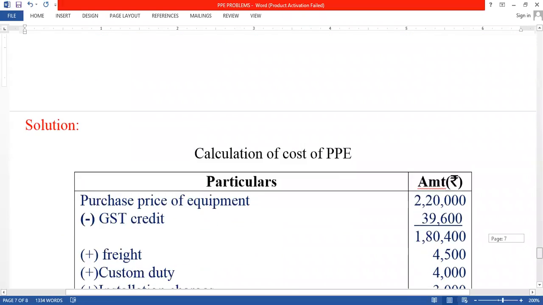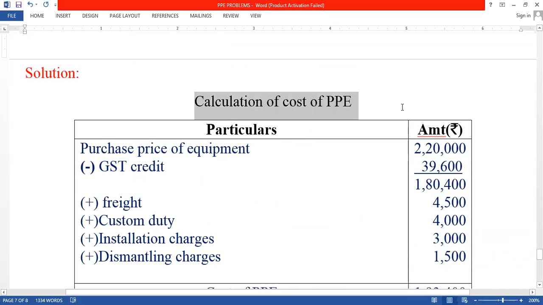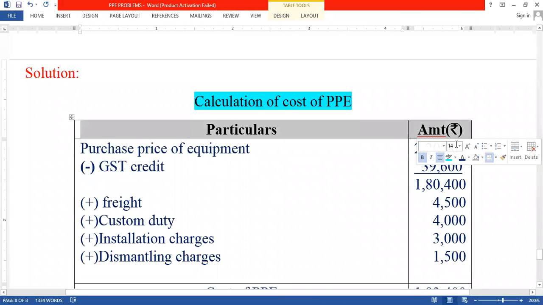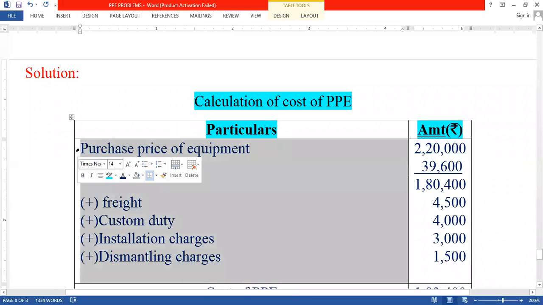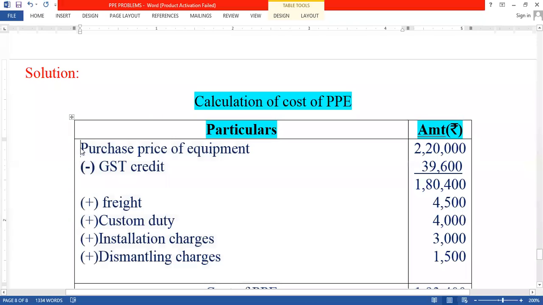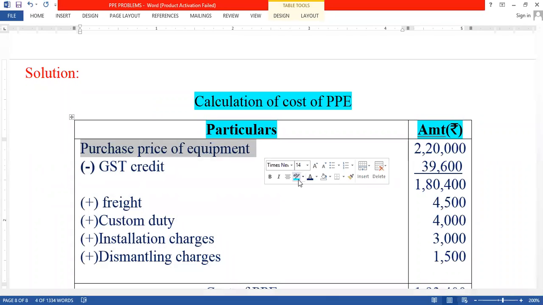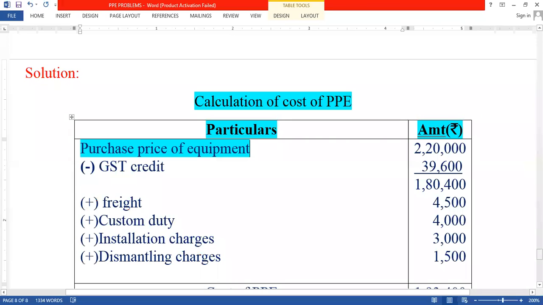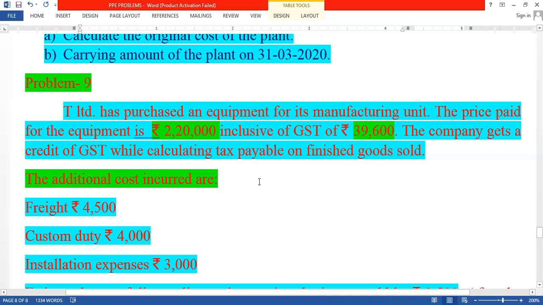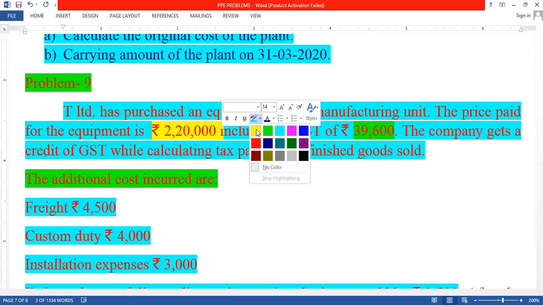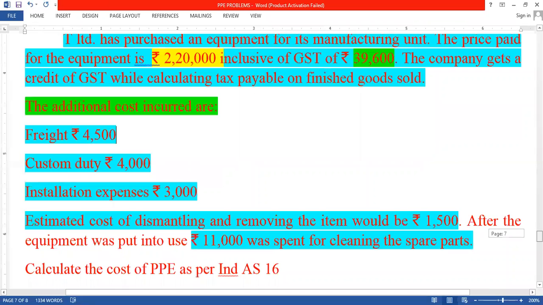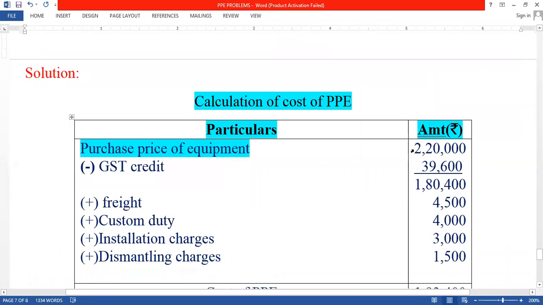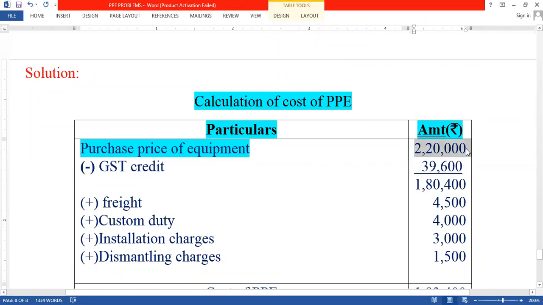See the solution. In the solution, you should write down the heading: calculation of cost of property, plant and equipment. Open the columns: particulars, amount in rupees. After this, what is the purchase price of the equipment here? The purchase price of the equipment is 2,20,000. You should write down there 2,20,000.